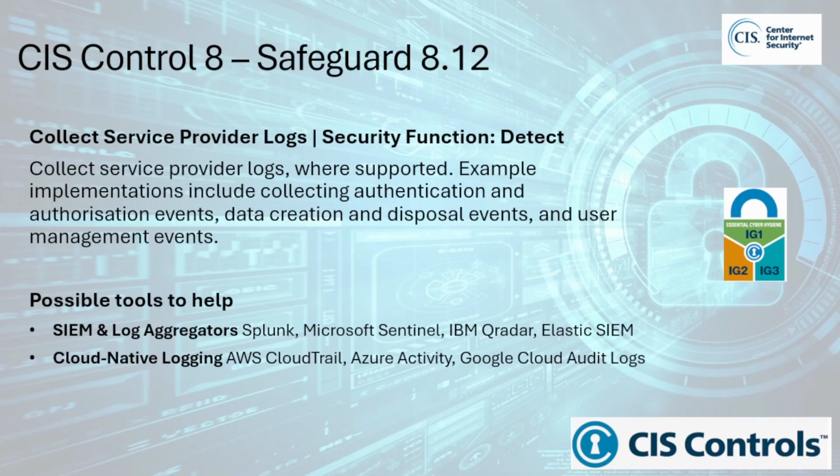Key actions include the following: enable and configure log export in cloud and SaaS services, integrate service provider logs into your SIEM or central log platform, review logs regularly as with internal systems, ensure log data is retained, protected, and searchable. Possible tools to help include SIEM and log aggregators such as Splunk, Microsoft Sentinel, IBM QRadar, Elastic SIEM, and cloud-native logging such as those provided from AWS CloudTrail, Azure Activity Logs, Google Cloud Audit Logs.